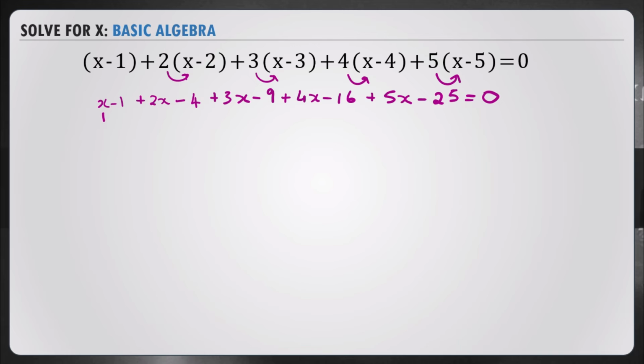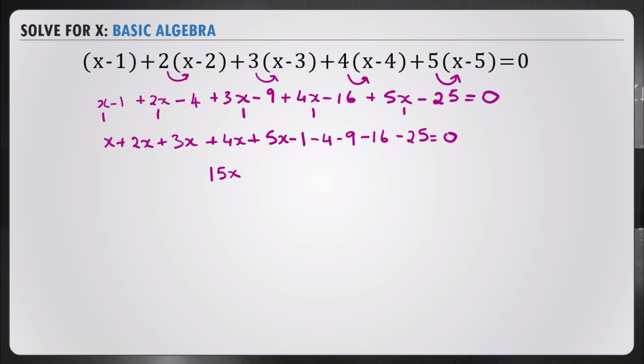Next thing we have to do is group all the x's. You can see all the x's here. Let's group them, and we get x plus 2x plus 3x, then plus 4x plus 5x. When we group the numbers, we start with negative 1, negative 4, negative 9, negative 16, negative 25 is equal to 0. Add all this, we get 15x minus, add the numbers together, we get 55 is equal to 0.